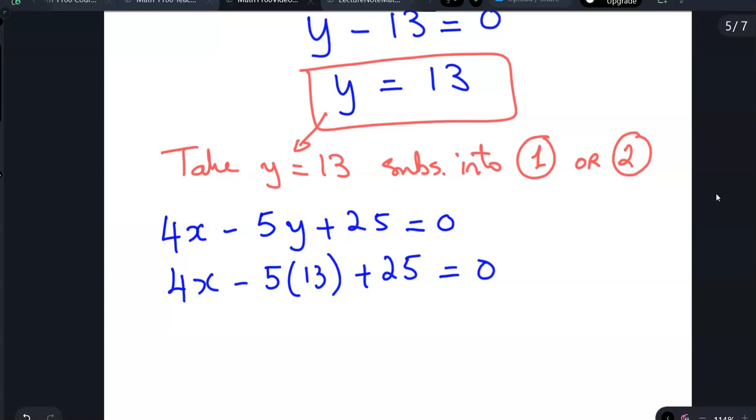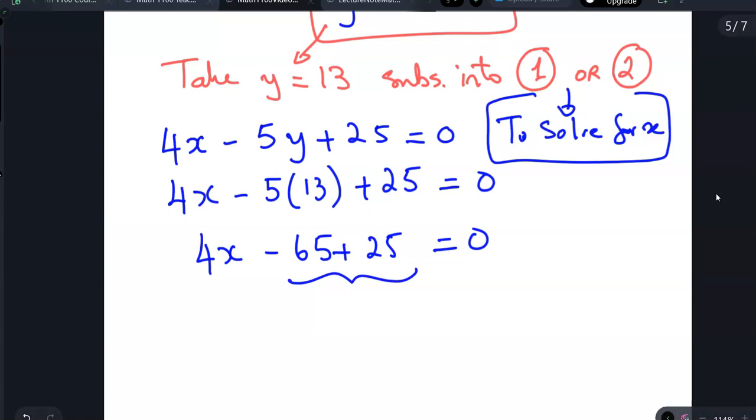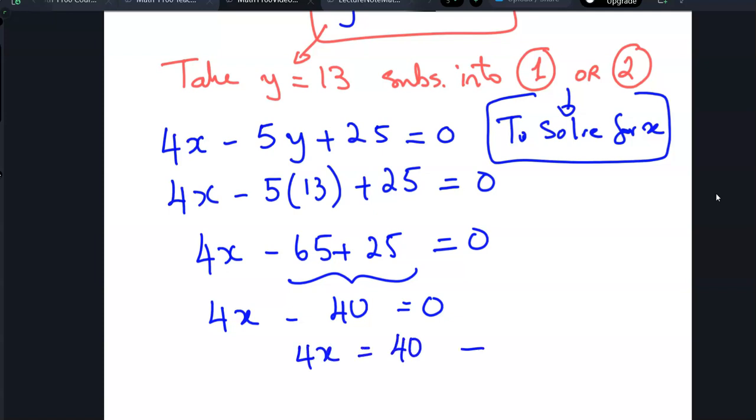So this I can solve for x. 5 multiply 13, so it gives me negative 65 plus 25 equal to 0. So combine these two, I should have 4x minus 40 equal to 0. So 4x equal to 40. So therefore x is equal to 40 divided by 4. It should give me 10.